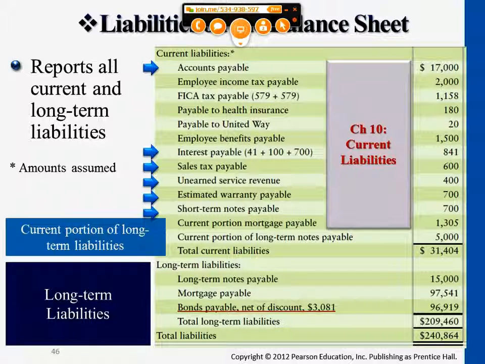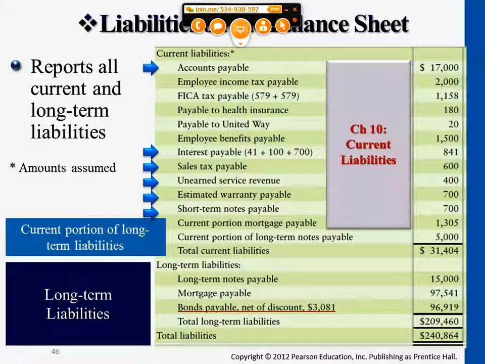Now, bonds payable, the topic that we have been covering since last Wednesday. Don't forget that whenever we report it, it's either reported like this at a net of discount or net of premium, meaning this is the carrying amount, or it's reported as the table that I showed you earlier, bonds payable, and then either less discount. You have a summary dollar amount here, which is this, $96,919. It's either reported like this, 2 lines, or like this, net of discount.